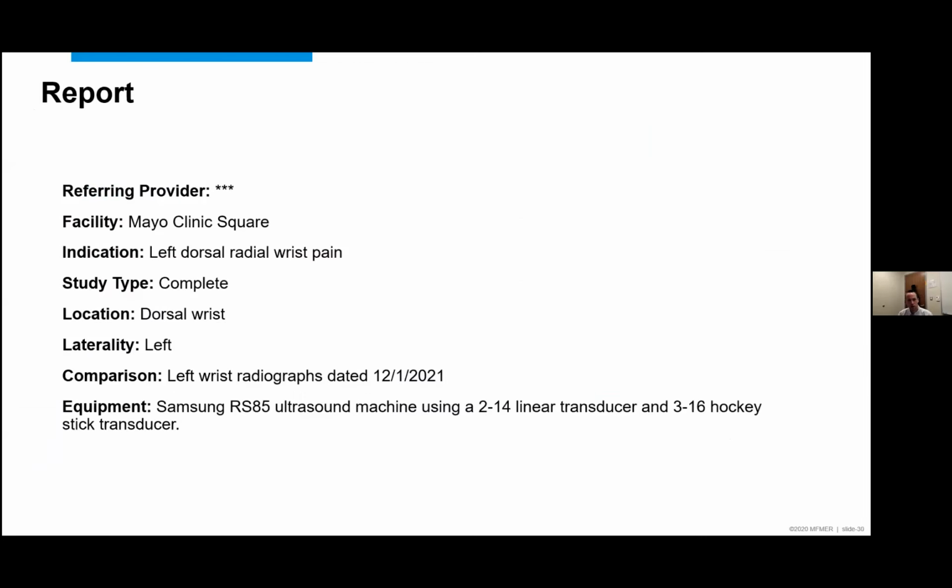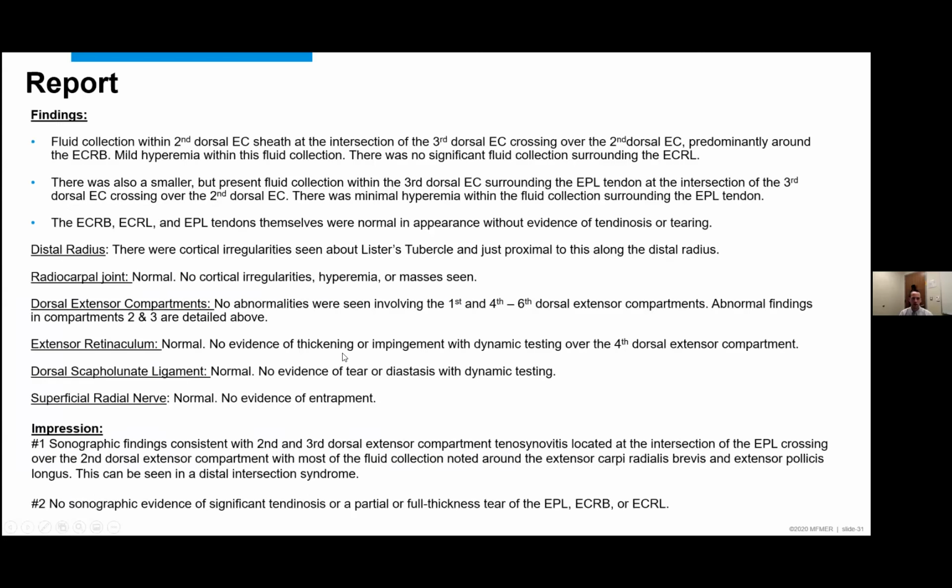For the reports, we're often going to do the initial portion of it, describing how you did it, where you did it, why you did it, and with what you did it. So facility, the indication, is it a complete or a limited scan? Which part of the body was it? Which side of the body? What are you comparing it to? We compared it to the radiographs from before. Which equipment did you use? We used the linear transducer as well as a hockey stick. And the report itself, pretty lengthy, but I would say this is really all that we typed.